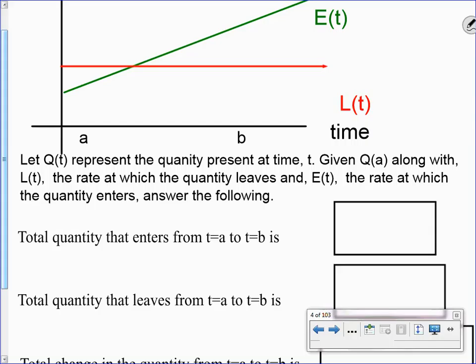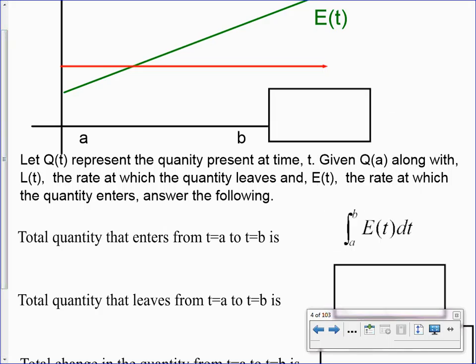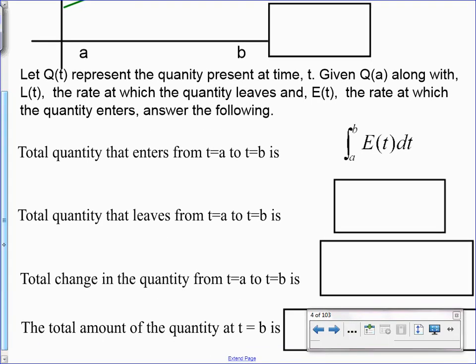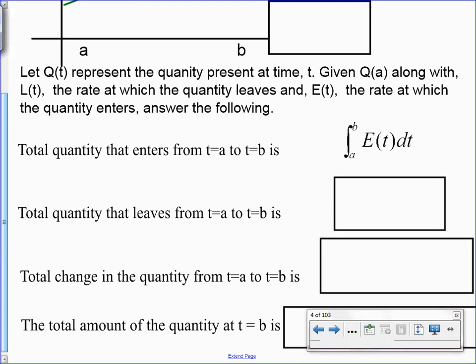Yeah, that's exactly what I was looking for. If you want the total quantity that enters, integrate the rate at which the quantity enters, which we've called E of t. Is that what you were going to say, Gina? Yeah, really. That's very good. All right, so that doesn't take into account how much leaves. It's just the total amount that enters.